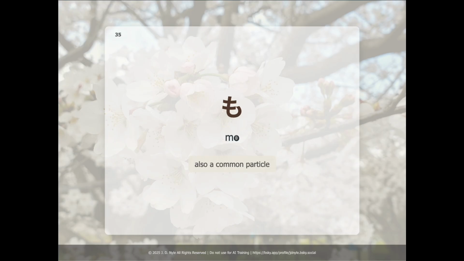Mo. This is another common particle for like also, or you'll even see it for like even if. You'll see a lot there. Notice it kind of looks like the ma, but instead of the little loop, we have just like a hook. Then we have ya. This is another particle that you will see often. Yu. Yo. You'll see this at the end of some sentences, especially for emphasis.